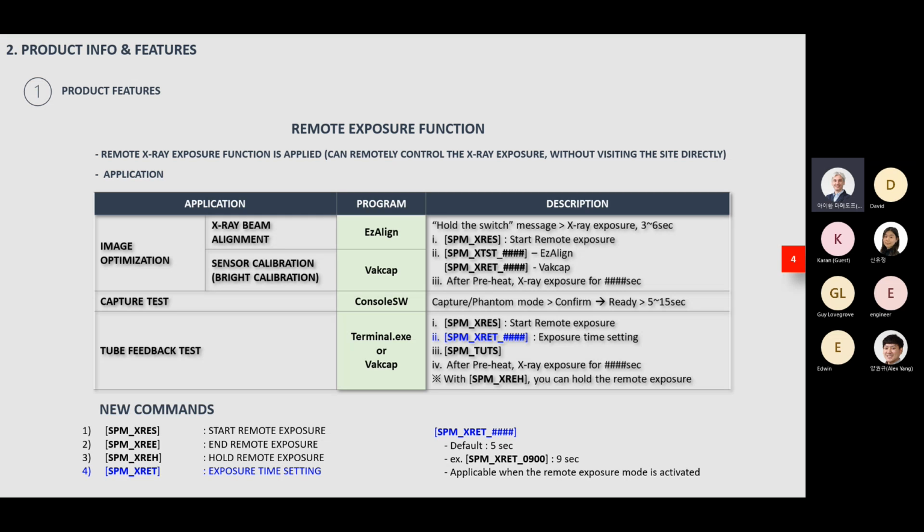You can make capture tests. You can make tube feedback tests. And the image optimization could be for X-ray beam alignment or sensor calibration, for bright calibration. And for these, you will use Easy Align or VATECH. And also, you can do capture tests using the console software, and you can do the tube feedback test using the terminal XA or VATECH.